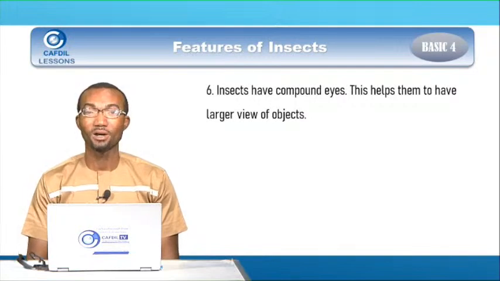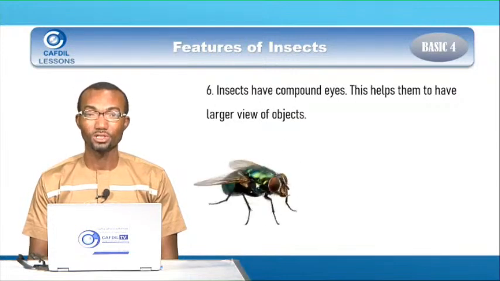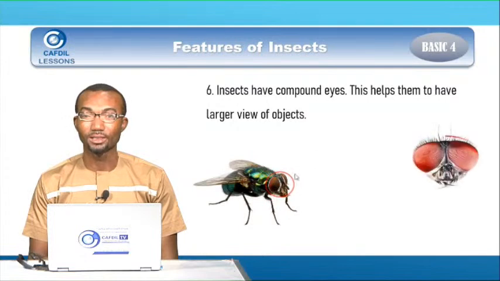Insects have compound eyes. This helps them to have a larger view of objects. The compound eyes help them to have a larger view of objects. So this is a fly, an example of an insect, and this is how the compound eye looks. Let's look at it from here. This is the compound eye.